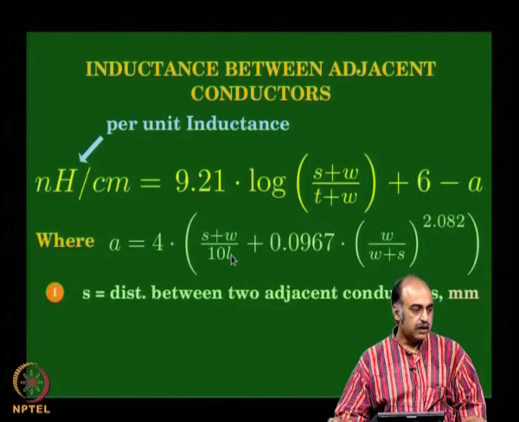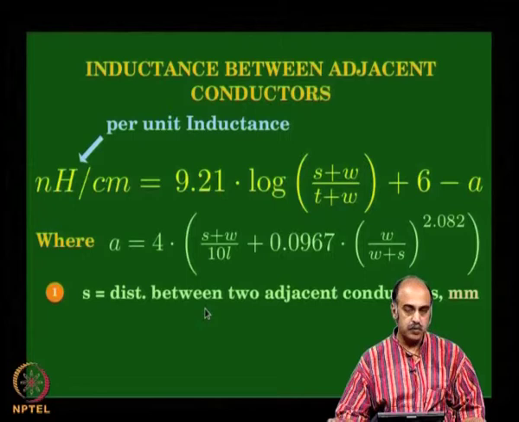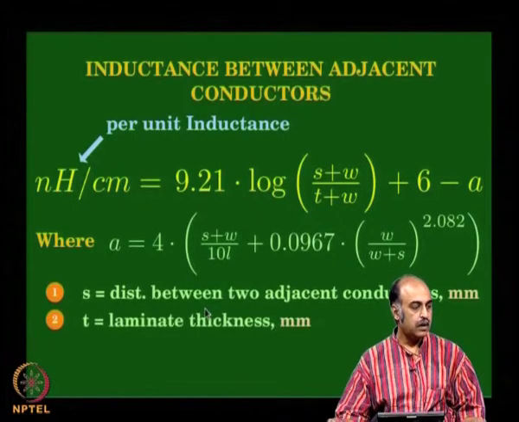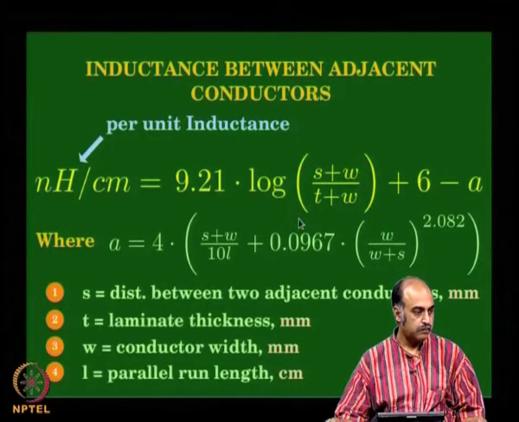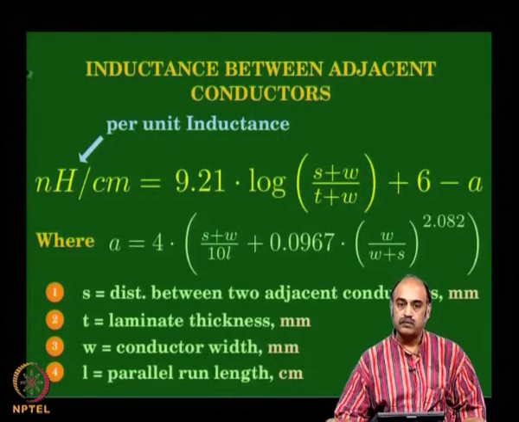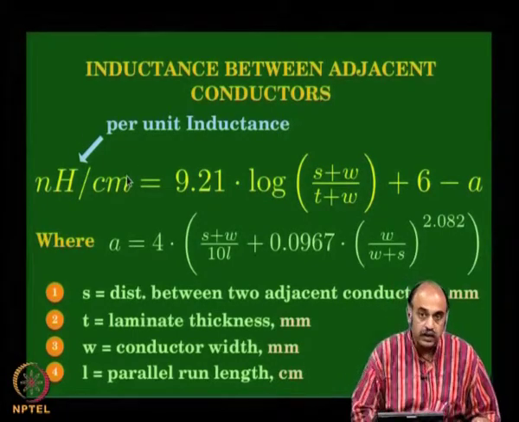Okay. So, the various symbols: the S which is used here and here is nothing but the distance between the two adjacent conductors in mm. T is the laminate thickness in mm, and as we know it is 35 microns for the most common laminates. W is the conductor width. And L is the parallel run length, in centimeters, because we are giving it in nanohenry per centimeter. So, what is the length of the conductor that you are interested in?